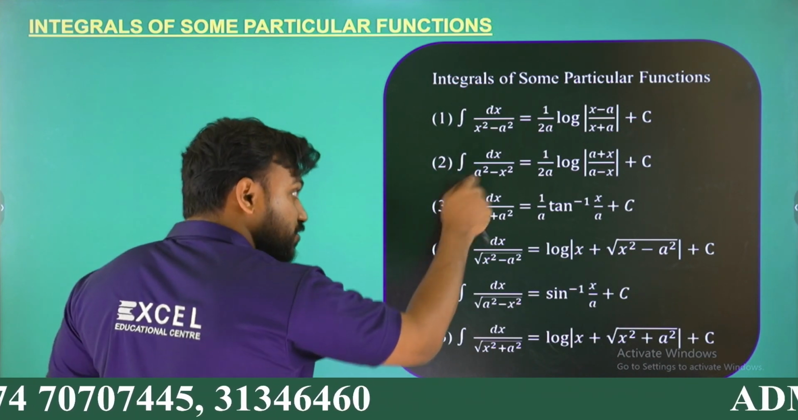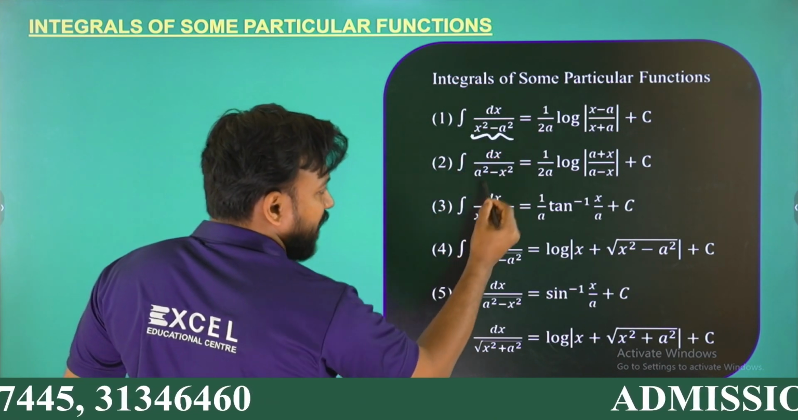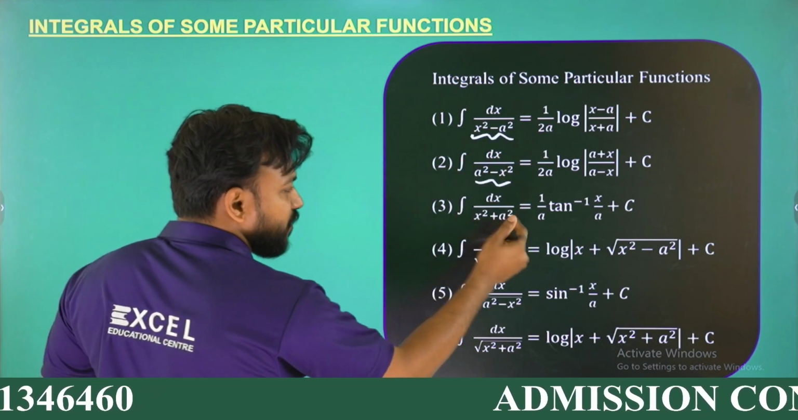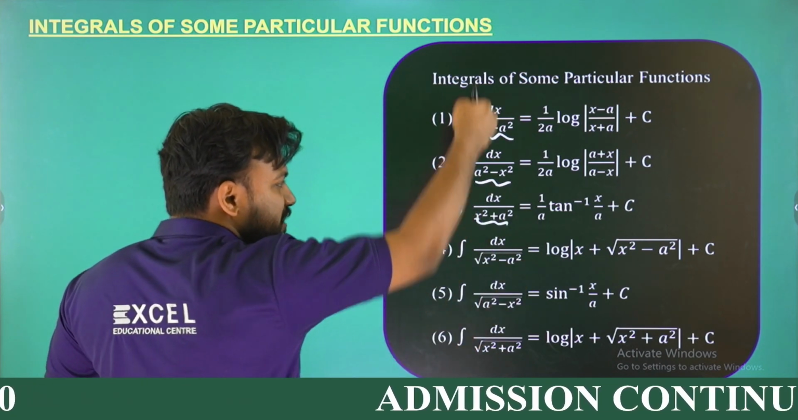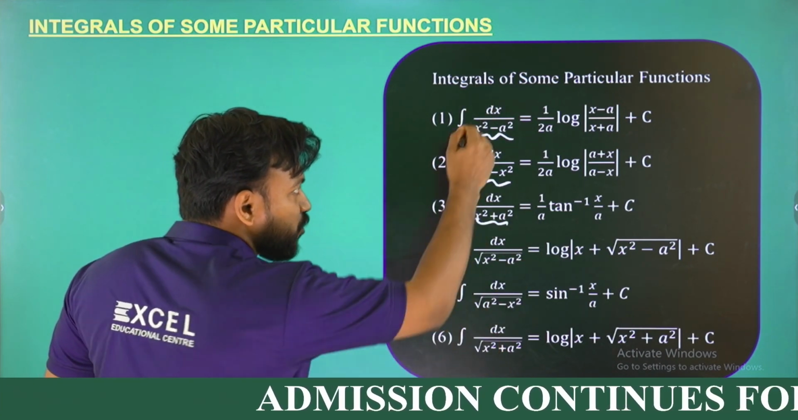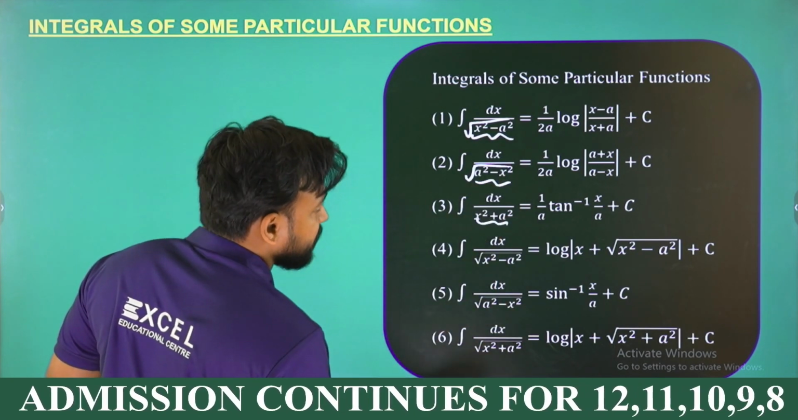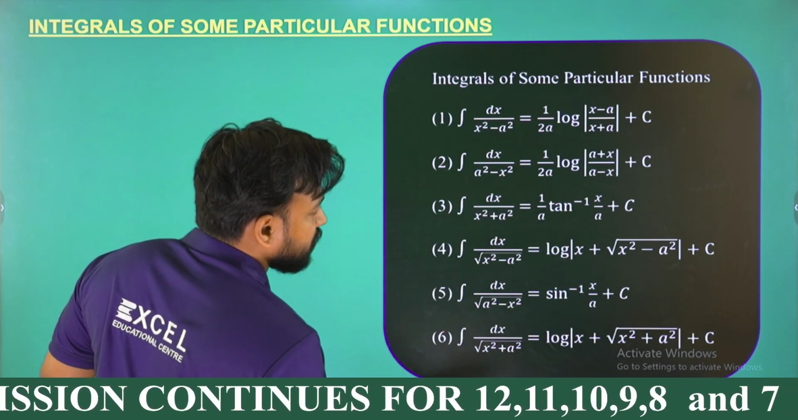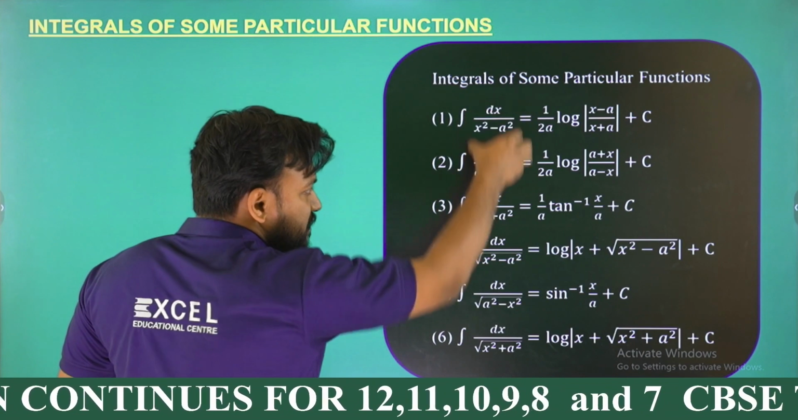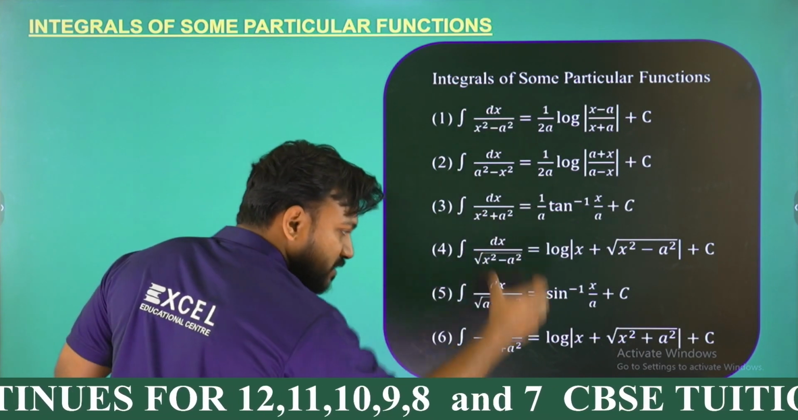Second one, integral of a square minus x square, it's just swapped. And integral of x square plus a square. And what is the difference between these three and these three? If we put root for all these three, we will get the next three equations. So actually these are with no roots, these are with roots.